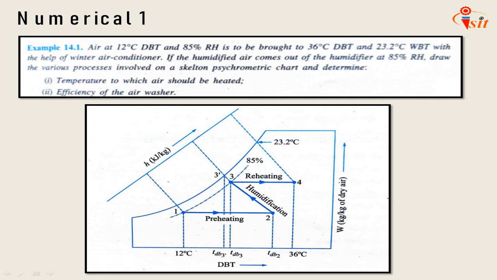Air at 12 degrees Celsius DBT and 85% RH is brought to 36 degrees DBT and 23.2 degrees Celsius WBT with the help of a winter air conditioner. If the humidified air comes out of the humidifier at 85% RH, draw the various processes involved on the psychrometric chart and determine the temperature to which air should be heated and the efficiency of the air washer.